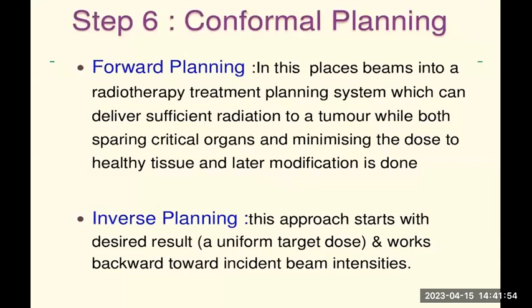So today we will get into the next step, step 6, which is called conformal planning. In conformal planning we have two types of planning methods. One is forward planning and another one is inverse planning. In intensity modulated radiation therapy, these two types of planning have been implemented.